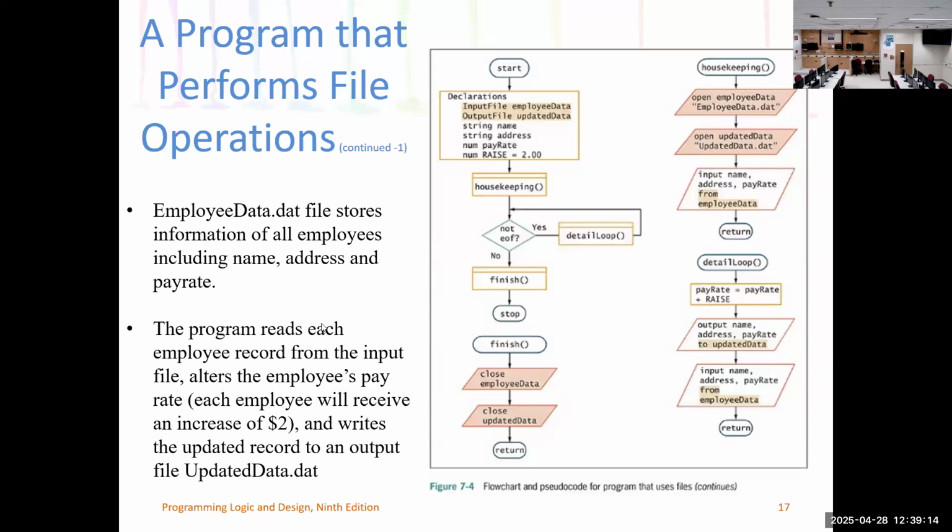If you look at this one, what is it? I need to access the employee data file. I need to read every single record. For each single record, I have to take out the pay rate field, and for each pay rate I take out, I just add 2 to it. That's all. So when I add 2 to each of them, what is it?